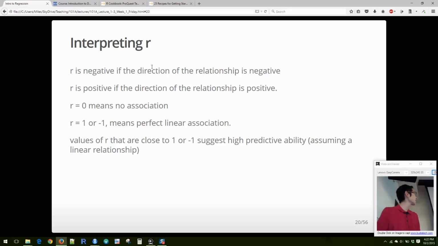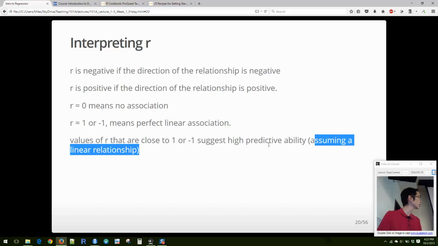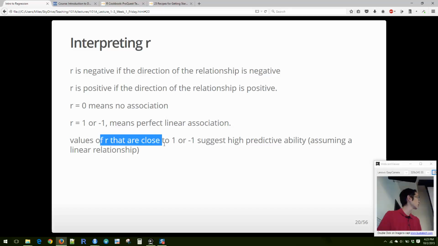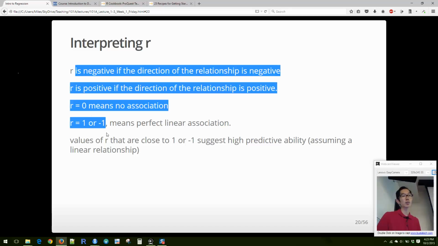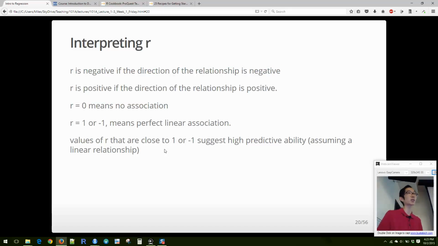These are the interpretations of R. R is negative if the direction of the relationship is negative. R is positive if the direction of the relationship is positive. R equal to 0 means there's no association, whereas R equal to 1 or negative 1 means perfect linear association. And this is important: assuming a linear relationship, values of R that are close to 1 or minus 1 suggest high predictability. But this is very much dependent on the fact that there's a linear relationship. If you don't have a linear relationship, these interpretations of R are no longer valid.